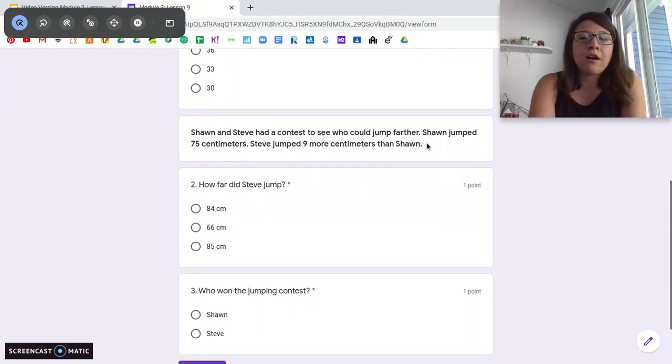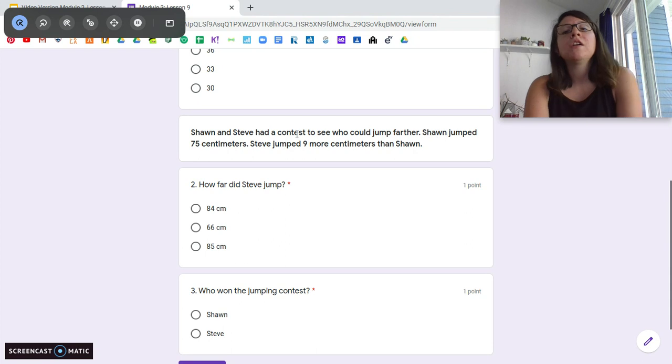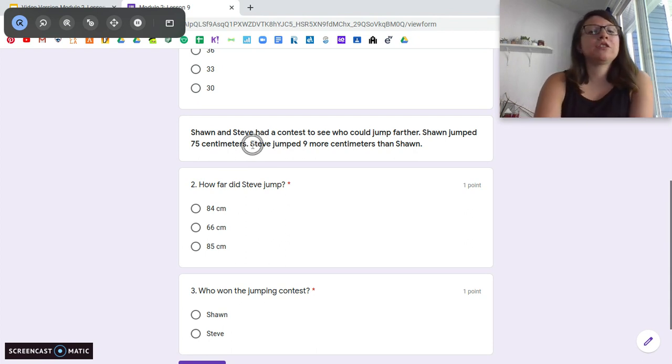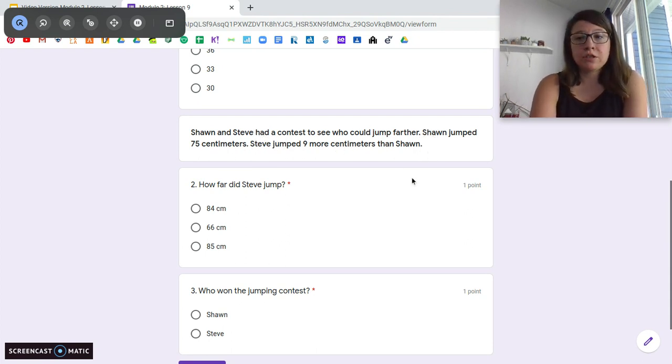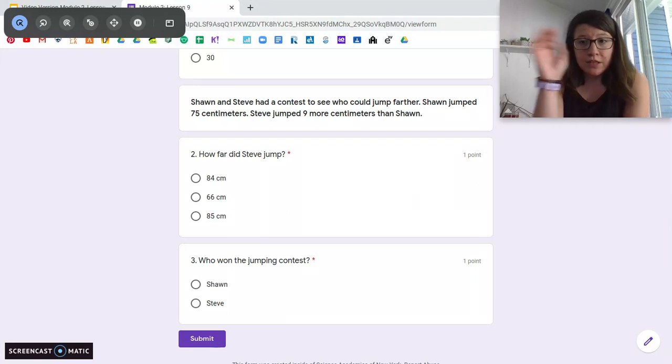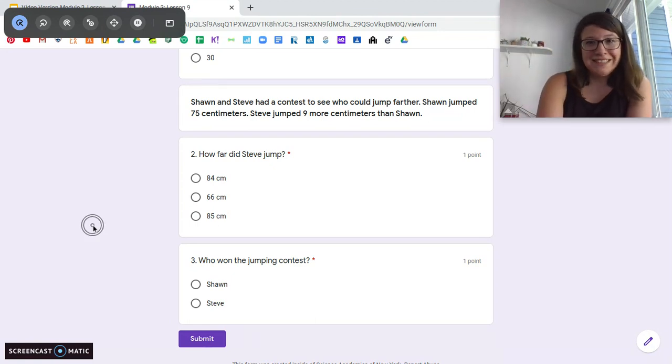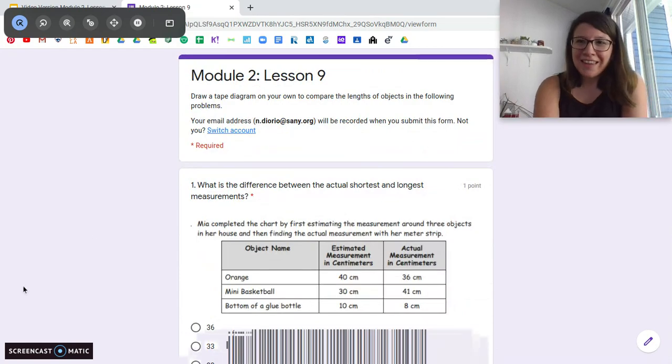And then after that, you're going to use this information. Sean and Steve had a contest to see who could jump farther. Sean jumped 75 centimeters. Steve jumped 9 more centimeters. You're going to set up a tape diagram just like we did in our lesson, and you're going to solve for how far did Steve jump. Okay, we've been working hard on those. Set up your tape diagrams, set up your number sentence, and solve. You can do this, and then I want to know who won. Yeah. All right, good luck, have fun.